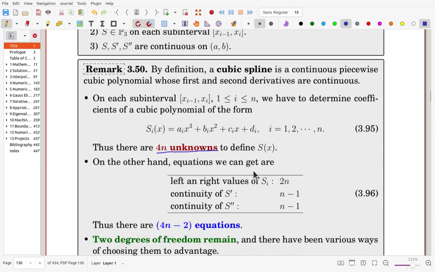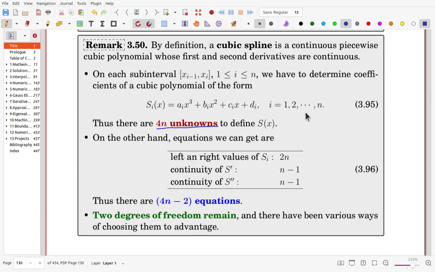On the other hand, the equations we can get are here. For Si, it is continuous and interpolating the data points. For each subinterval, the right edge value and left edge value will make equations. So for each subinterval, we have 2 equations, so a total of 2n equations are available.